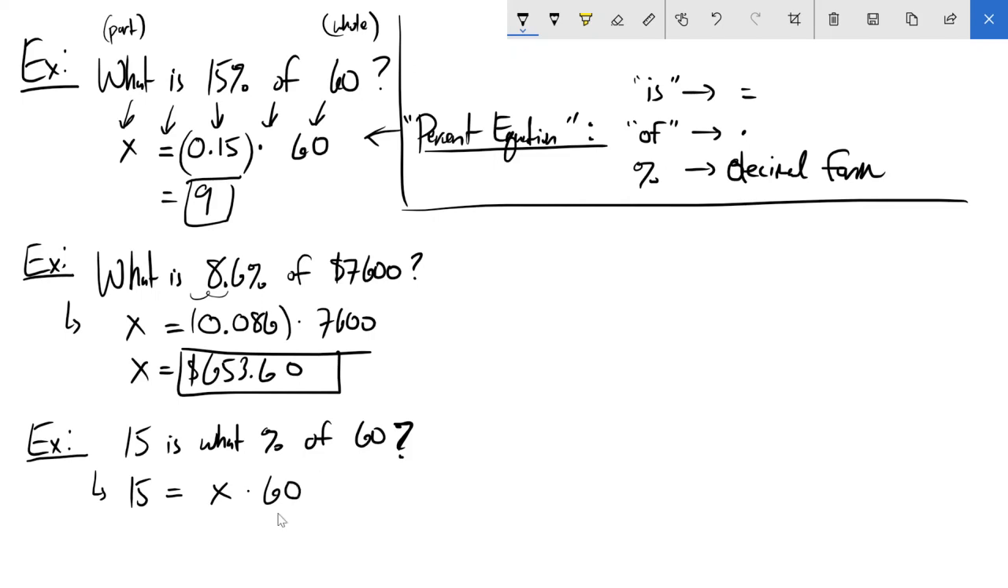So then how do I solve this equation? Well, we know how to solve equations. The equation now tells us what we should do. What should we do? We should divide by 60. So to solve this equation, we need to figure out, what is 15 divided by 60? All right, perfect. So you plug it in your calculator, and you get 0.25.